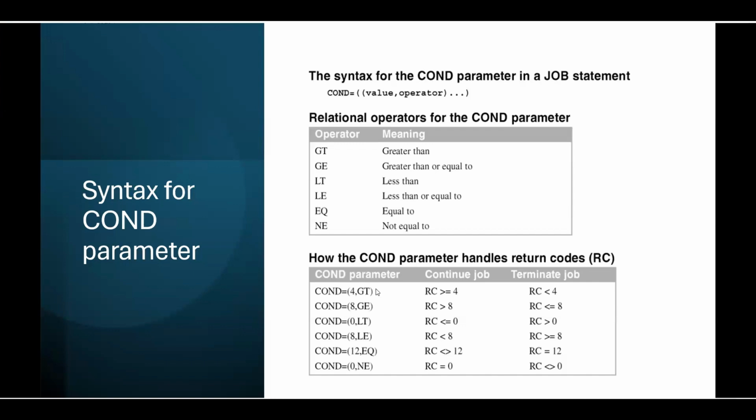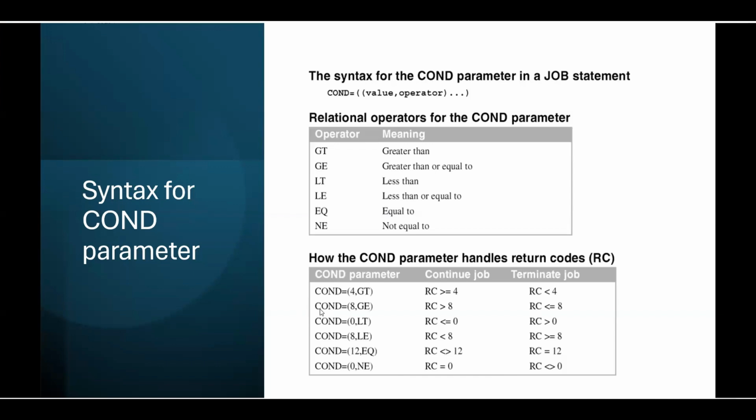If we get 0, that means 4 is greater than 0, yes, the condition is true, so you need to terminate the job. Just keep in mind, whenever the condition is satisfied, we need to terminate the job. Whenever the condition is not true, we continue the job. So for 4 GT, whenever your return code is greater than or equal to 4, your job will continue. And whenever you get a return code less than 4, this condition parameter will terminate your job.